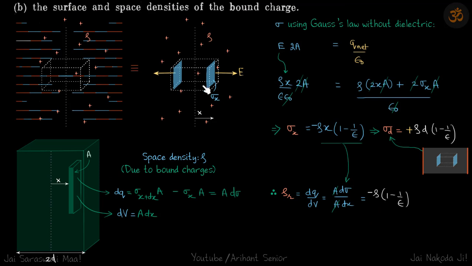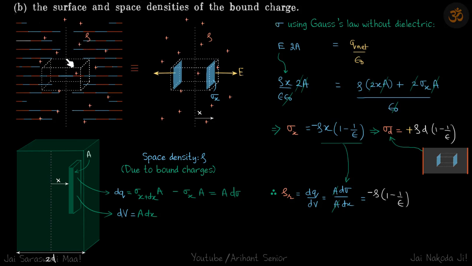Now let's find the surface and space densities of the bound charge. So don't be scared, first of all, you will understand everything I am going to explain, and everything is within what we already have learned of the basic mathematics. We are not going to use any higher level mathematics for this. So the surface and space densities of the bound charge. We are not talking about the extraneous charge here.